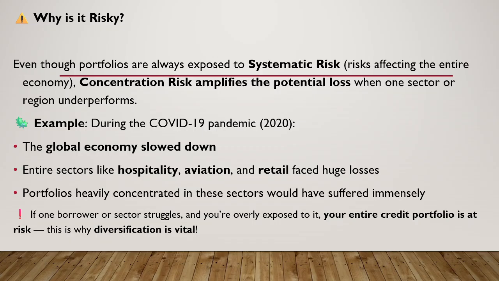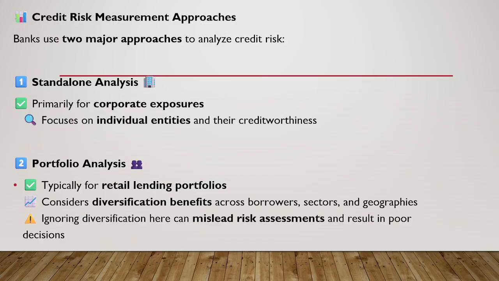So, how do banks actually manage all these different kinds of risk? There are two primary approaches. 1. Standalone analysis. This is usually used for corporate exposures. Here, banks assess the creditworthiness of each borrower individually. They look at balance sheets, income statements, financial ratios. It's a detailed borrower-level analysis.